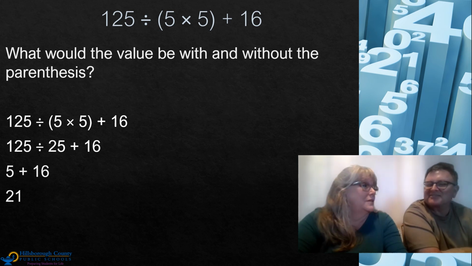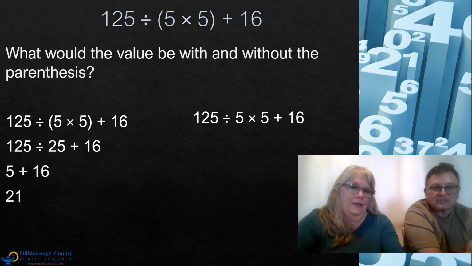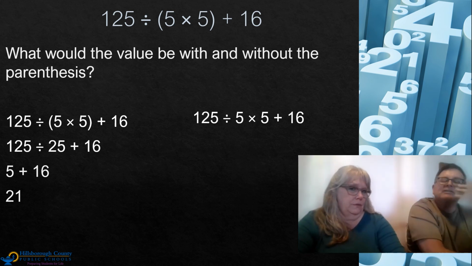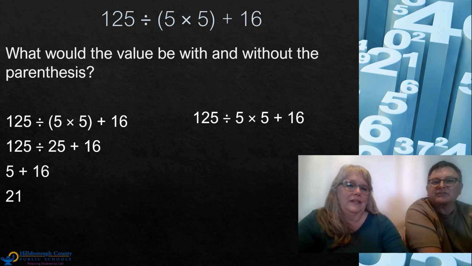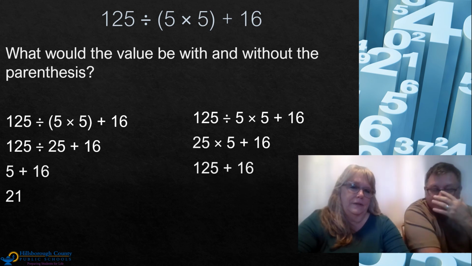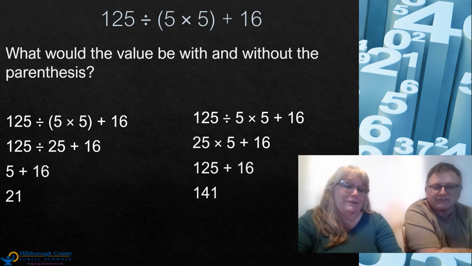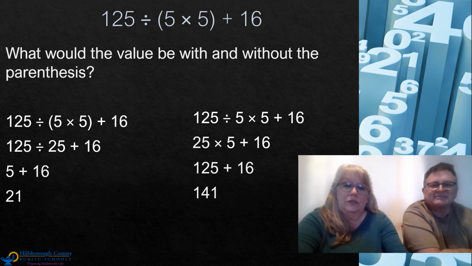But if the parentheses aren't there, it looks a little different. It does. What do we do first here, Daryl? Well, I'm going to have to multiply 5 times 5. Oh, excuse me, the parentheses are not there. So I'm going to start with the division. Correct. So 125 divided by 5 is 25. And then I'm going to multiply that quotient by 5. That would give me 125. And then add 16. That's 141. Those two answers are very different, right? Yeah. So those parentheses in that expression are necessary if I want them to multiply the 5 times 5 first.